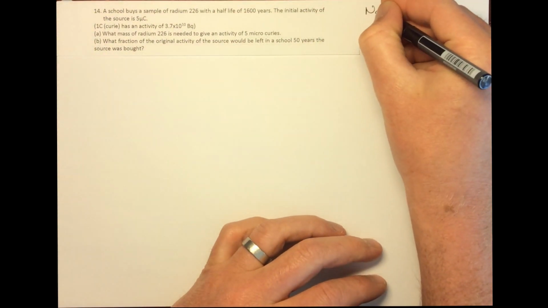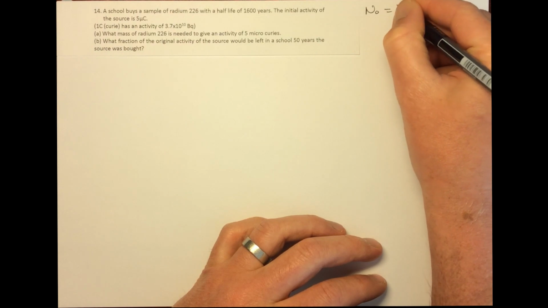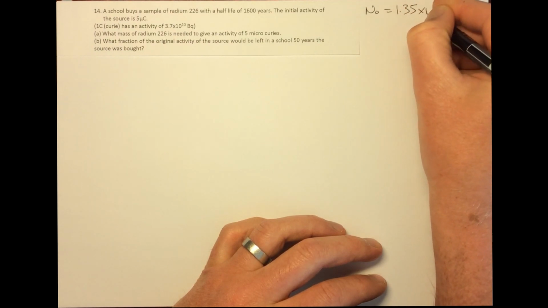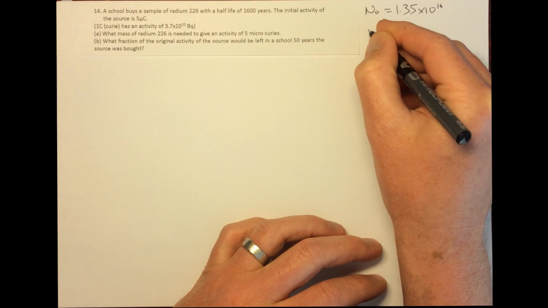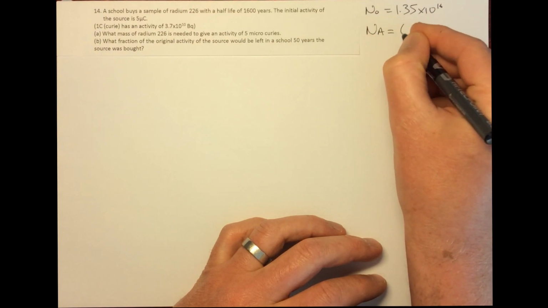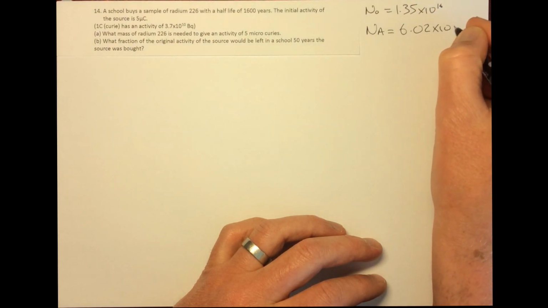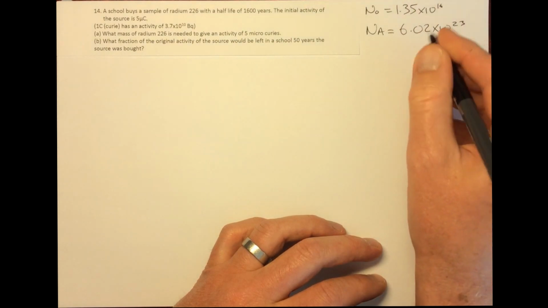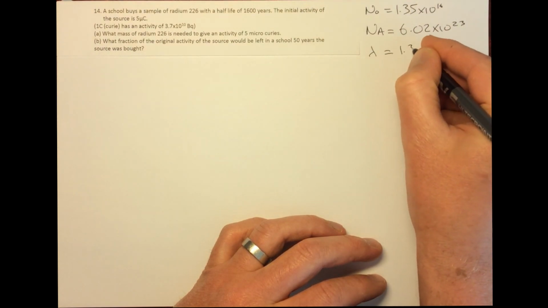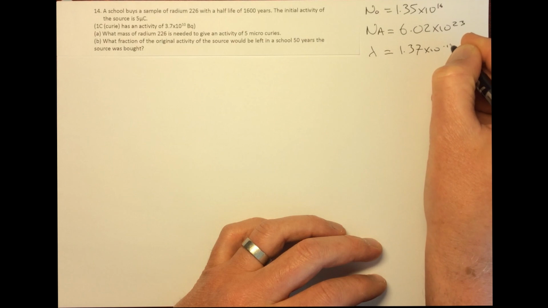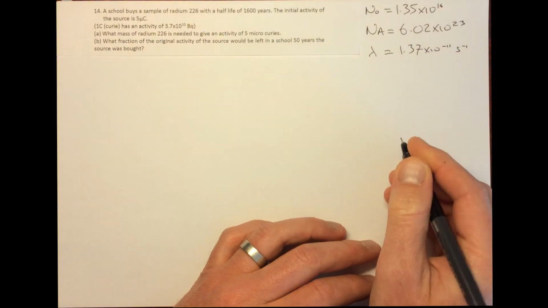Now we know from previously that the number of nuclei, or the number of atoms, that we need is 1.35 times 10 to the 16. We know Avogadro's number is the number of atoms in a mole, so you should know that from chemistry, and we know that the decay constant is 1.37 times 10 to the minus 11 per second. We worked that out earlier.